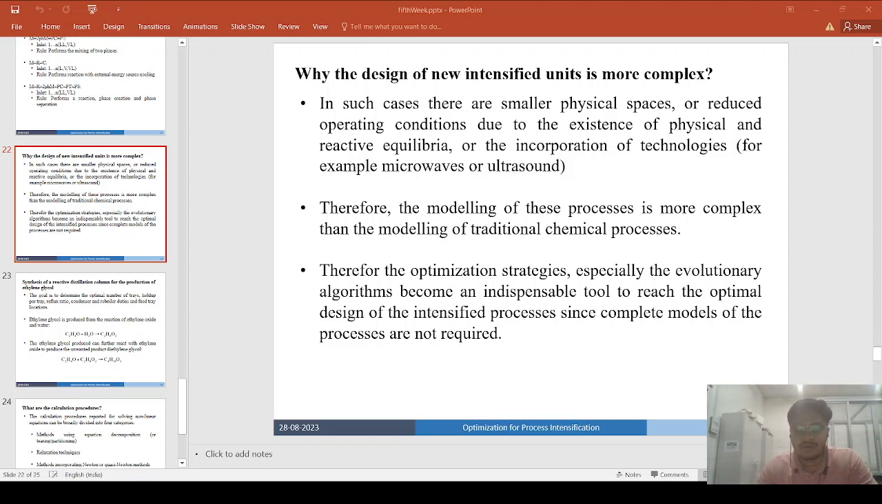Here the stochastic tool with the SuperPro Designer can be employed to optimize three objectives: maximize the net profit, minimize volatile organic compound emissions, and maximize the number of chemical operators. So these were some of the examples.